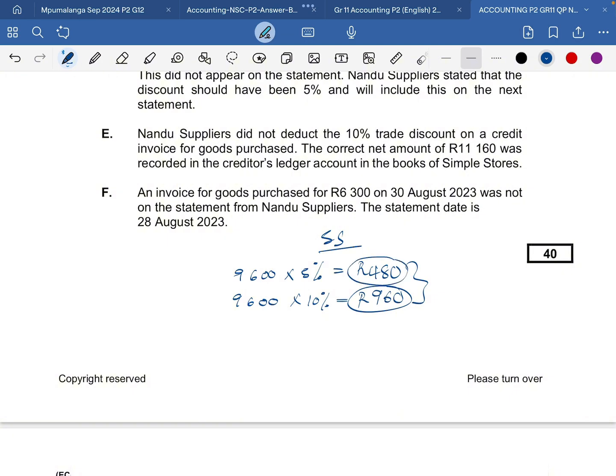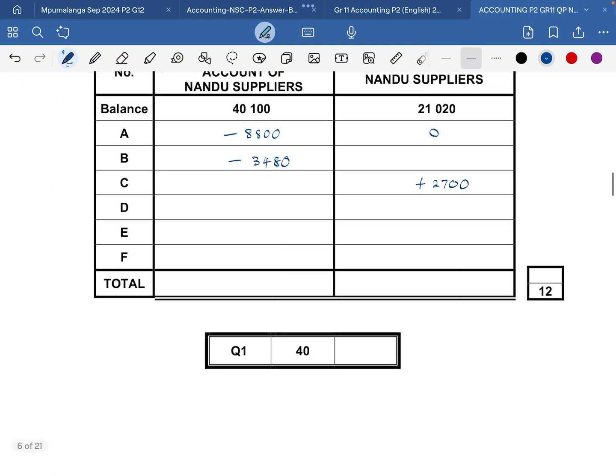Now remember what a discount does. A discount reduces what you owe. Now we want to reverse that discount, right? Initially, we would have subtracted the discount. Now we want to reverse it, so we're going to add it back. We're going to add back the discount of 480 because now we owe them more.